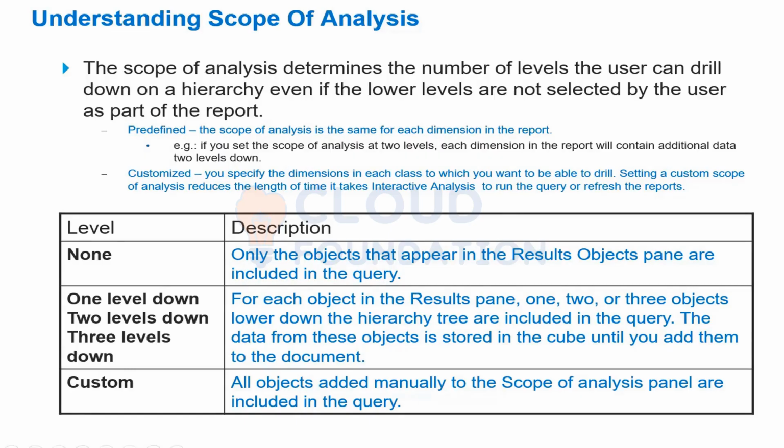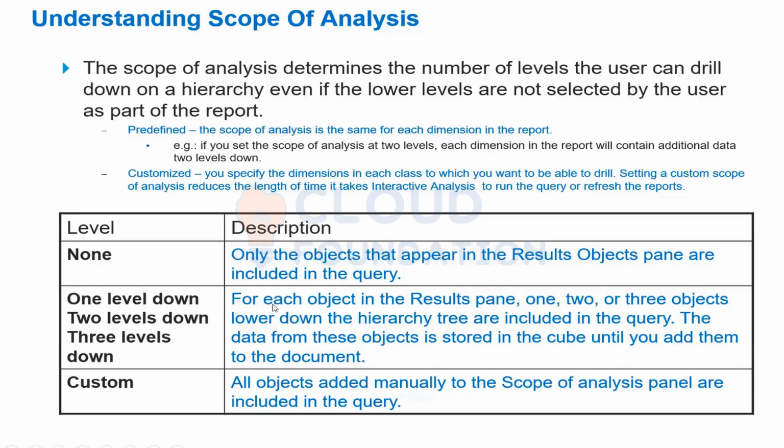Scope of analysis levels. If you see here, this is the level and the description. If you put the level as none, only the objects that appear in the result objects pane are included in the query. If you put none, and you only have the country object in the result objects, only that will appear. State and city will not appear.